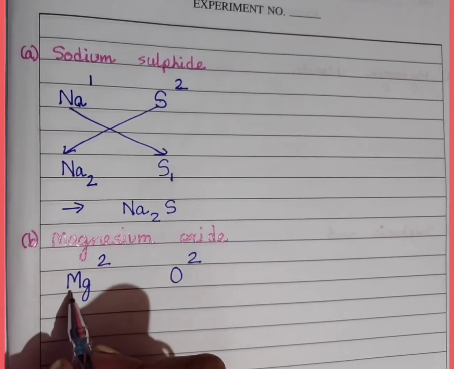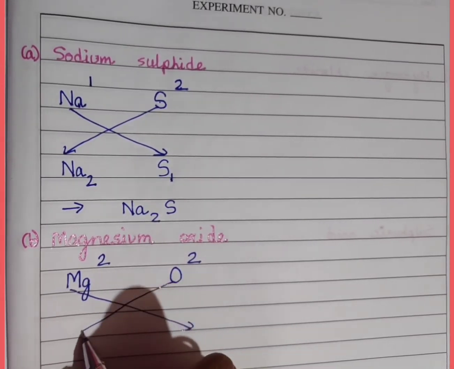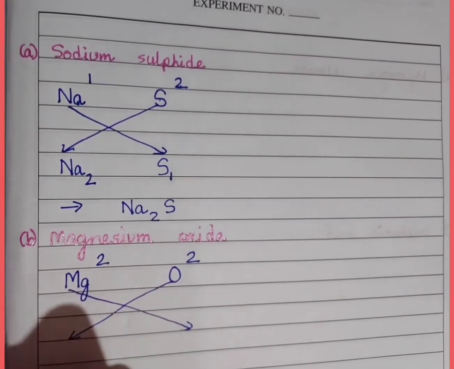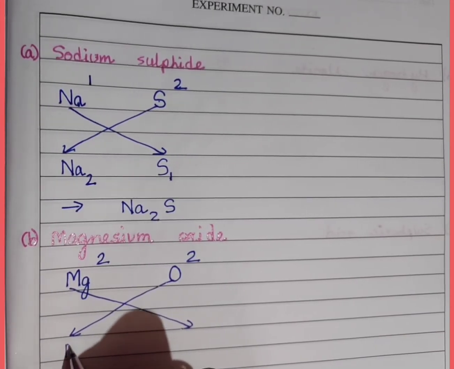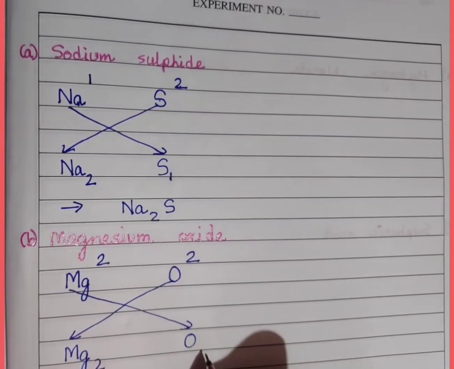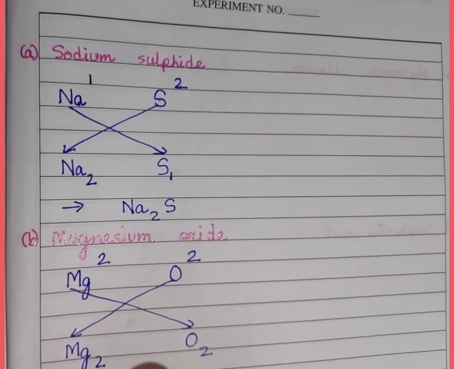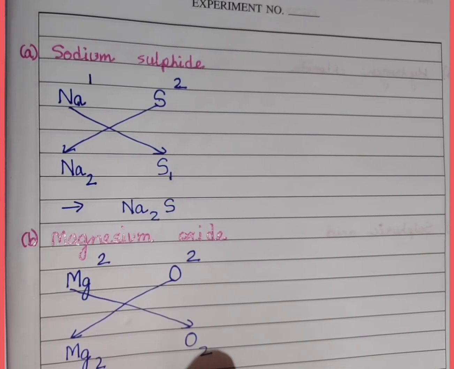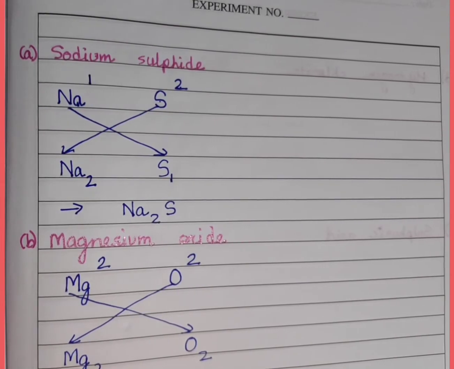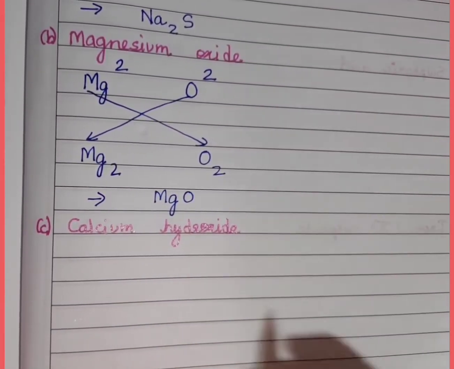Then what will happen? They will interchange the valencies. You see, that is why this is also called as the crisscross method. So here comes magnesium, oxygen. Okay, now they will interchange the valencies. Okay, so they have a common factor 2. So what do we get? The formula is MgO.